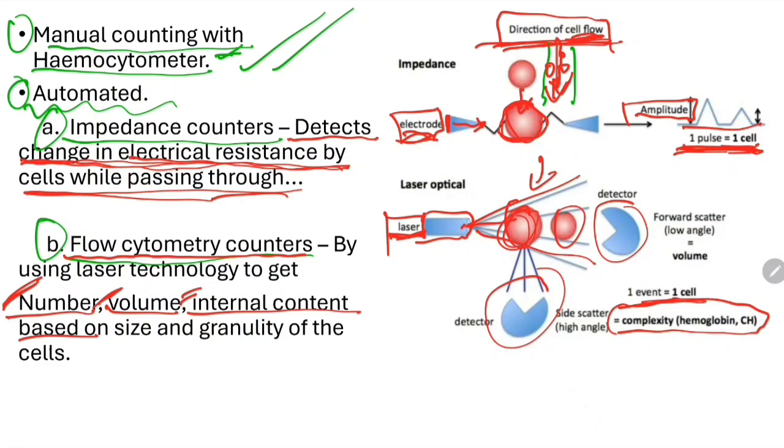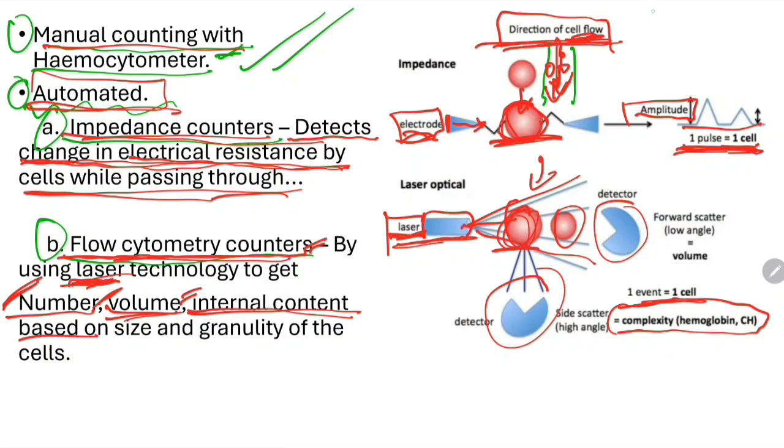So mainly we have two methods: the automated method and the manual method, and in the automated method we have impedance counters and flow cytometry counters. In flow cytometry we use a laser, and in impedance we detect just a pulse. When a cell passes, the electrical potential and resistance will change, and that will count as a cell. In the flow cytometry counter we use a laser, and with the laser we can get an idea about the number of cells, the volume of the cell meaning the size of the cell, and the internal content also, like hemoglobin percentage inside the cell.